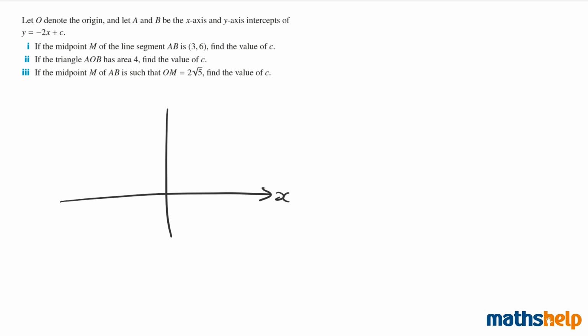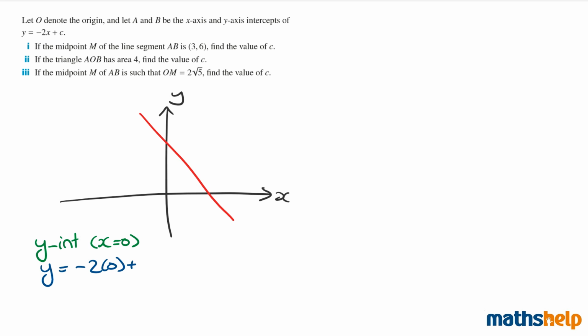So this is our x and y axis. The line minus 2x plus c will look something like this. For the y-intercept, we let x is equal to 0. So that's going to be y is equal to minus 2 times 0 plus c, which is just c. So this intercept is going to be c.